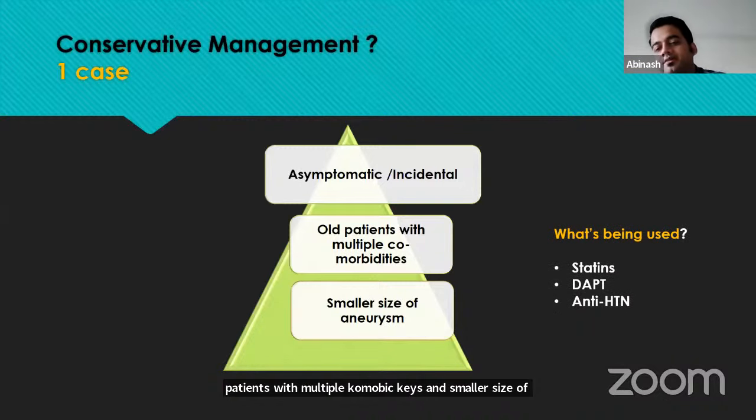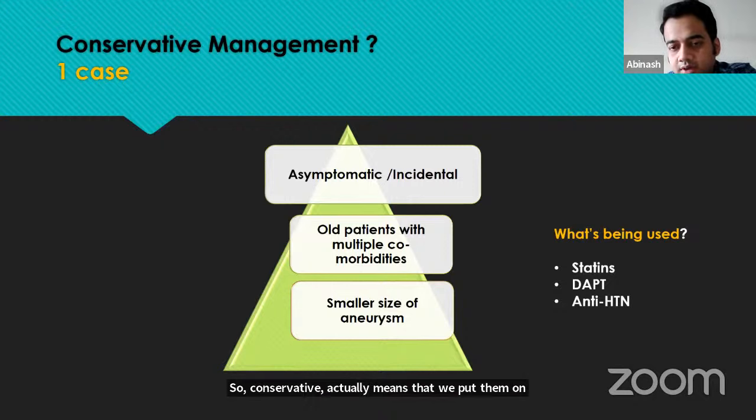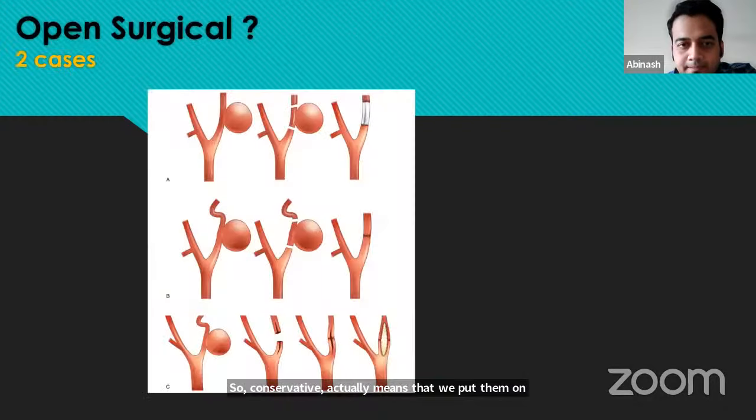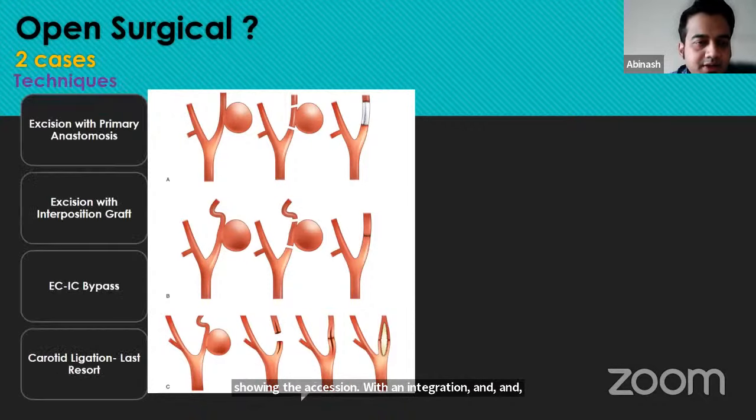So conservative actually means that we put them on statins, dual antiplatelet, aspirin and clopidogrel, and antihypertensives. So open surgical cases, this is a schematic diagram showing the excision with an interposition graft, excision and end-to-end anastomosis, and excision and patch angioplasty. So the techniques are those, and carotid ligation should be the last resort.